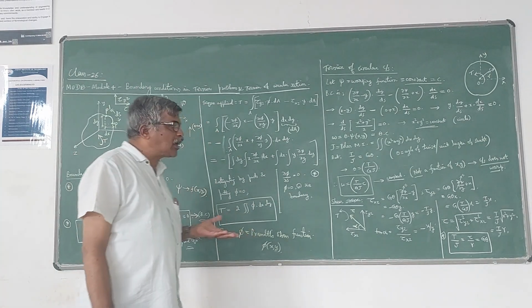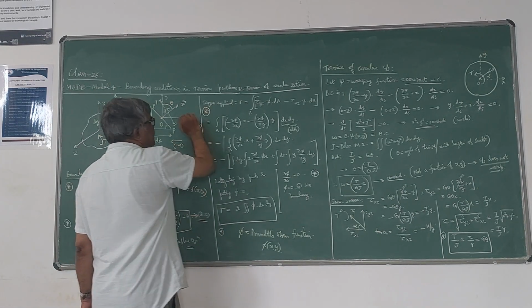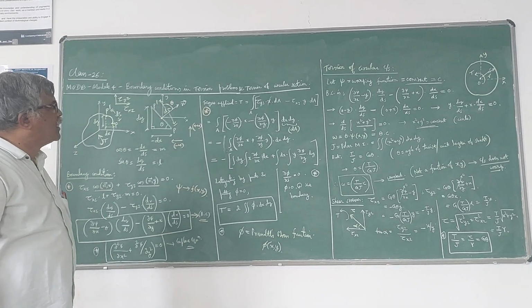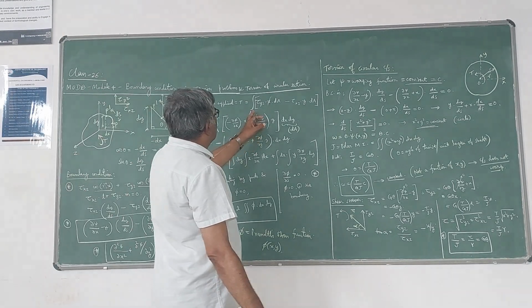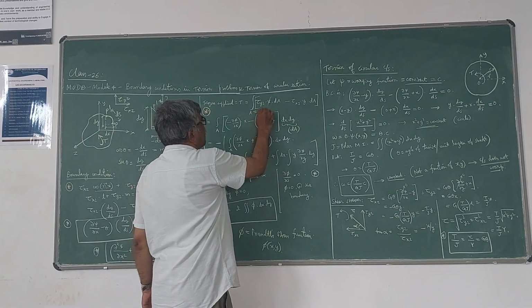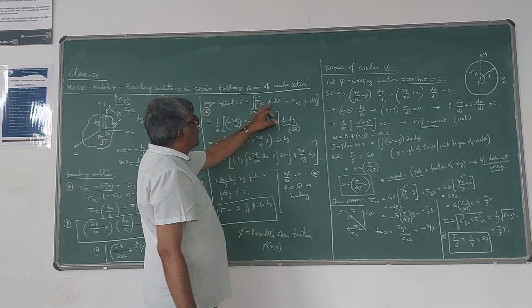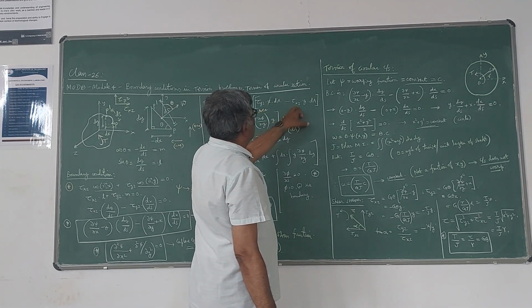You can obtain the torque applied by using this equation. So torque applied, in general for any type of cross section, T is equal to the integral over A, meaning whatever cross-section area you are covering, of tau yz into x into dA minus tau xz into y into dA.